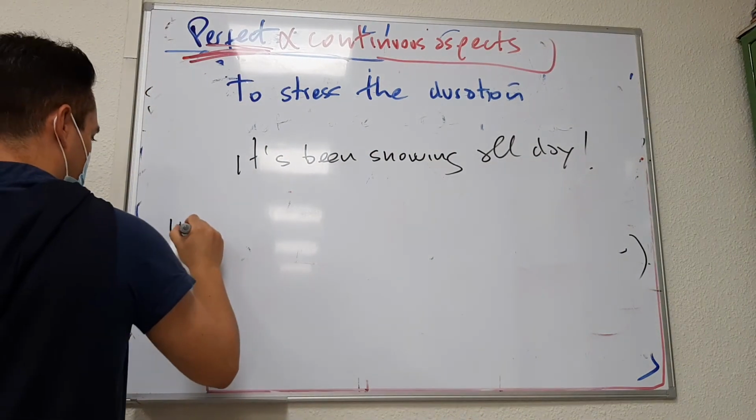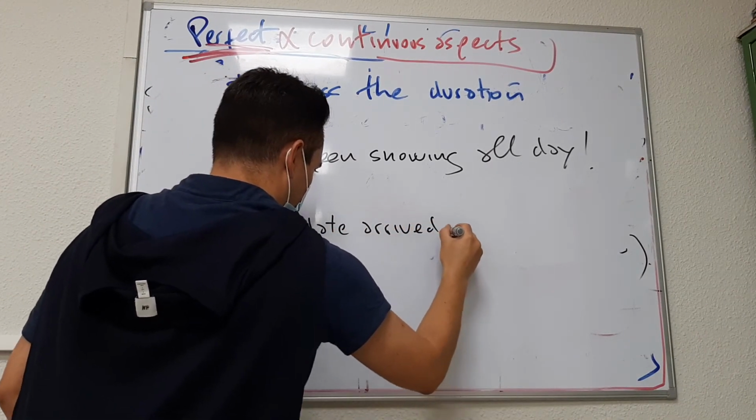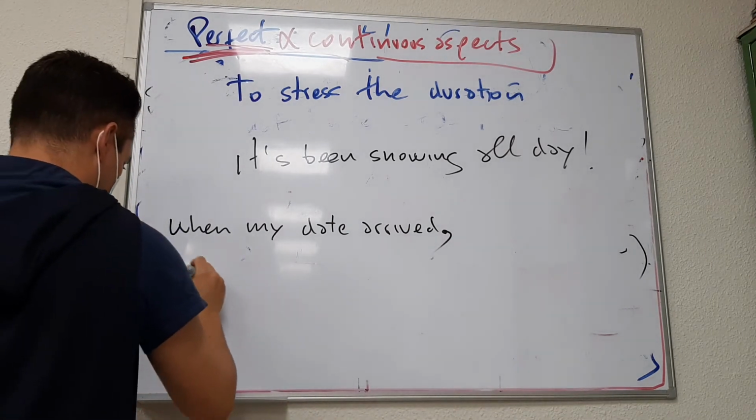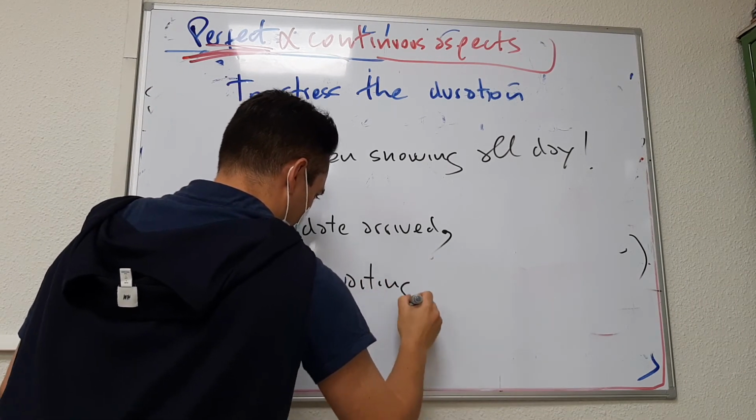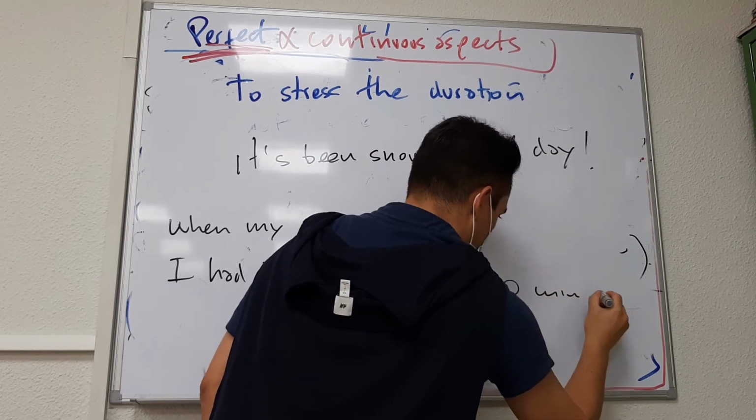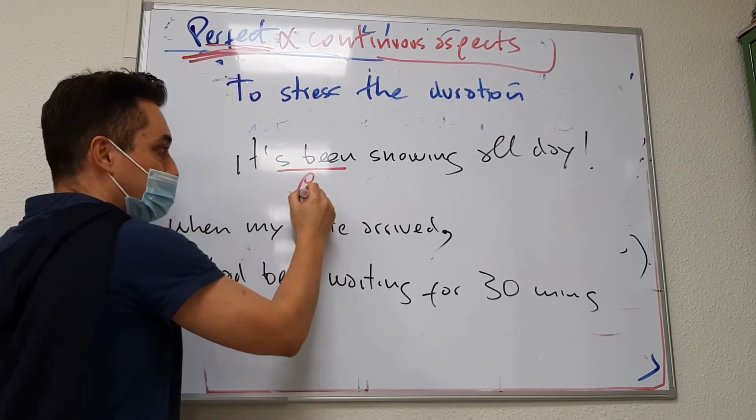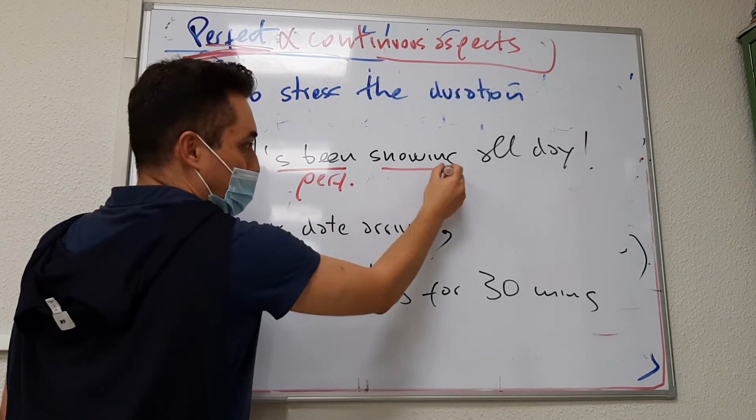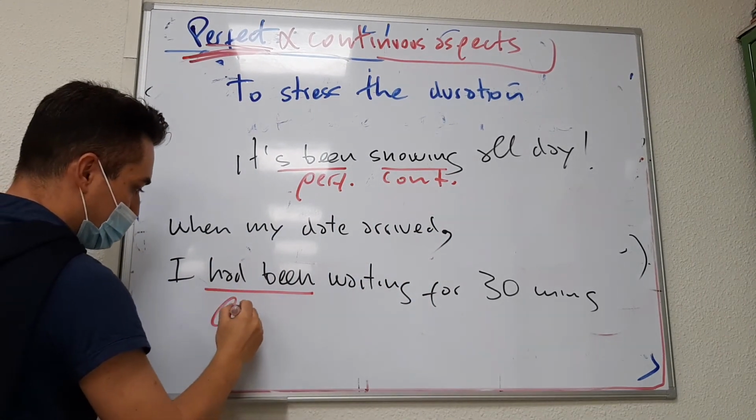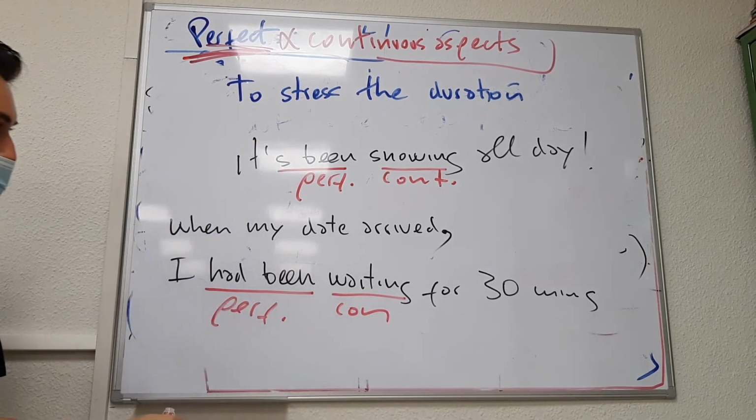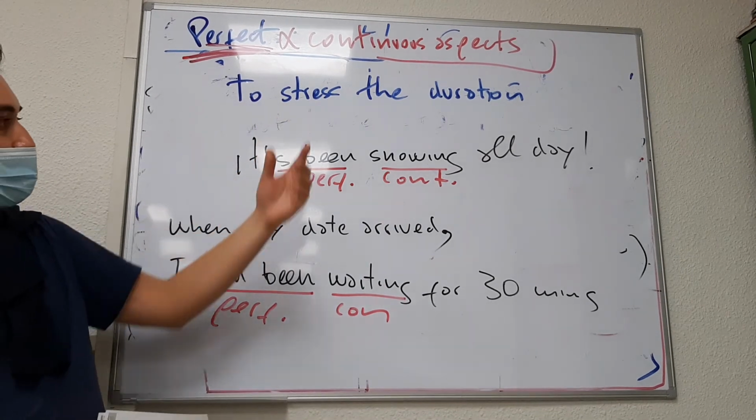Or imagine that I say, when my date arrived, I had been waiting for 30 minutes already. So very similar to the previous example. What am I doing here? I'm combining. It's been, this is perfect. Snowing, this is continuous. Again, had been, this is perfect. Waiting, this is continuous. So I'm combining perfect and continuous. To what? To stress the duration.